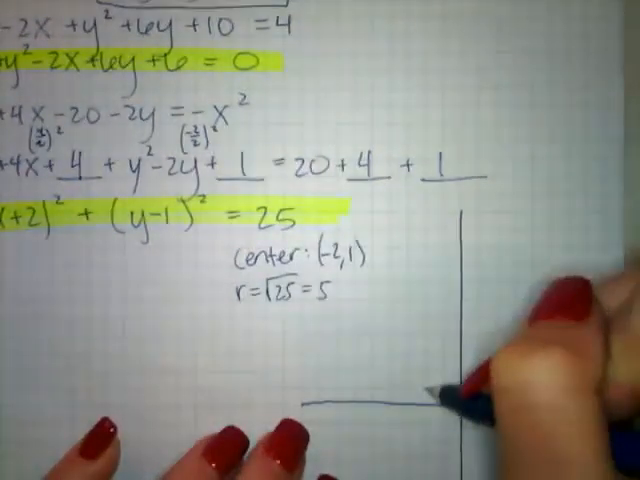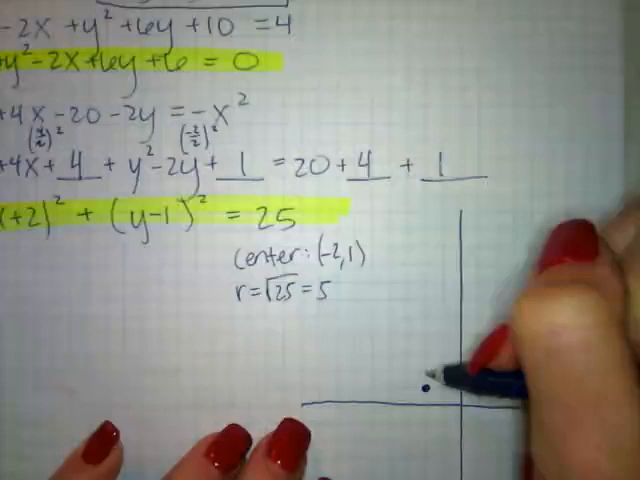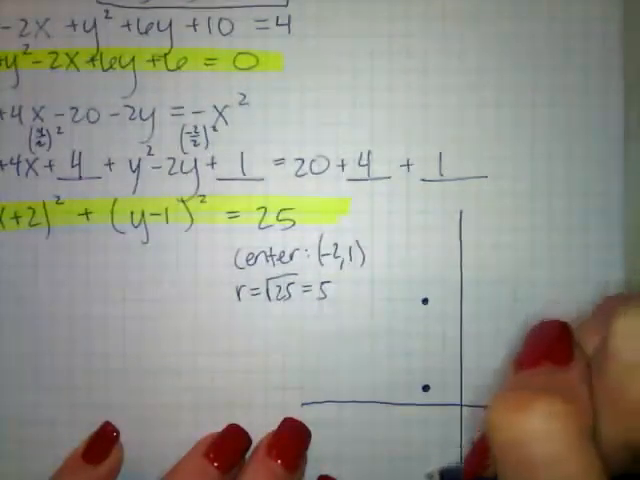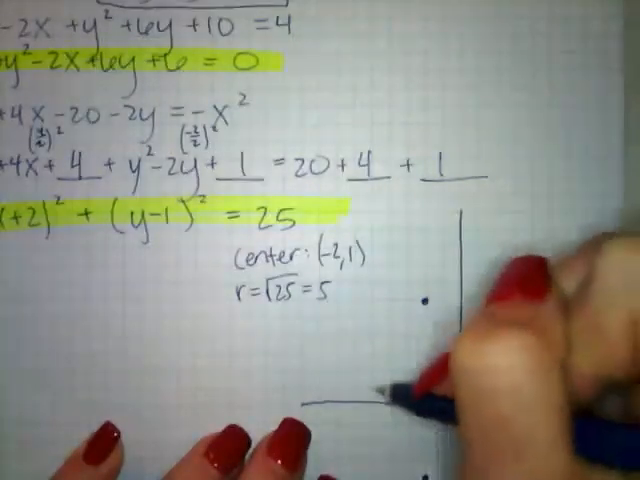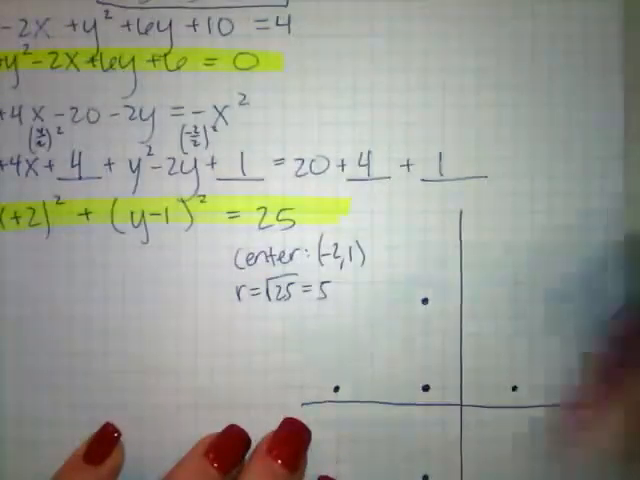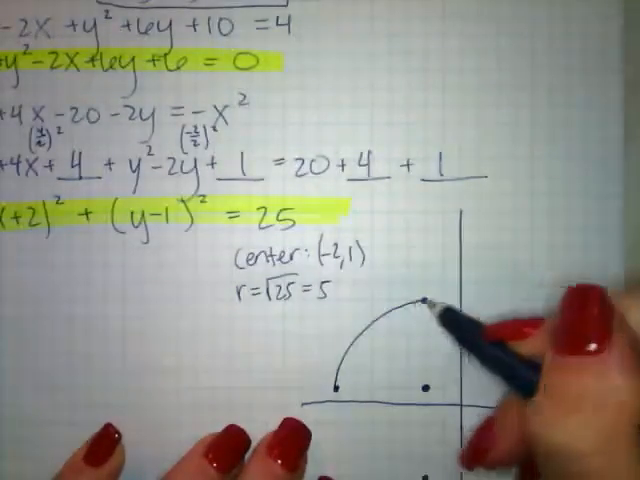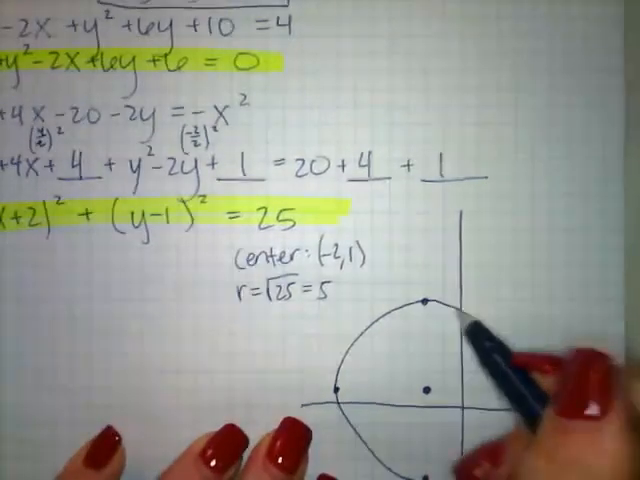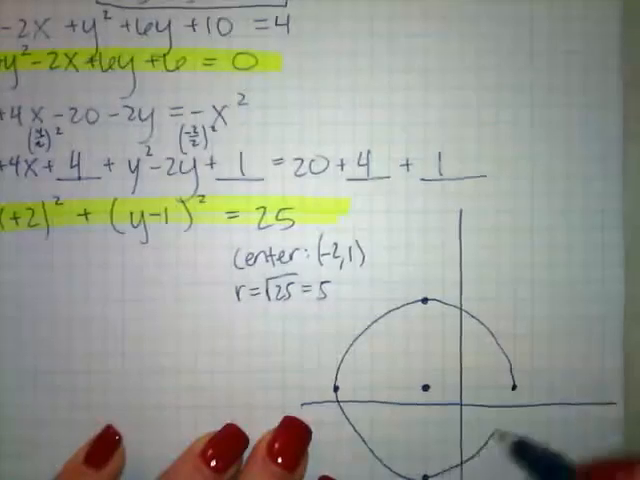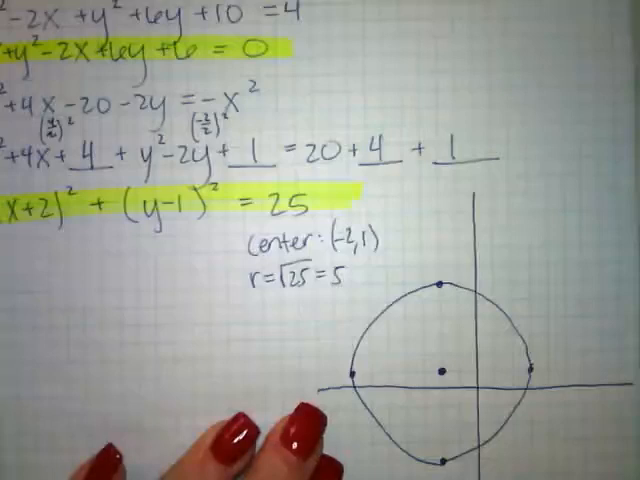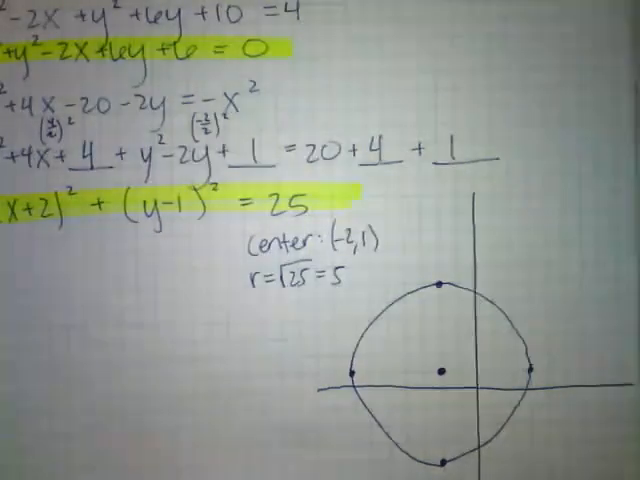So negative 2, 1. I'm going to go up 5, down 5, left 5, right 5. And then to the best of your ability, sketch in the circle. Okay? Final answer for number 3. Let's now move to question 4. The directions are the same.